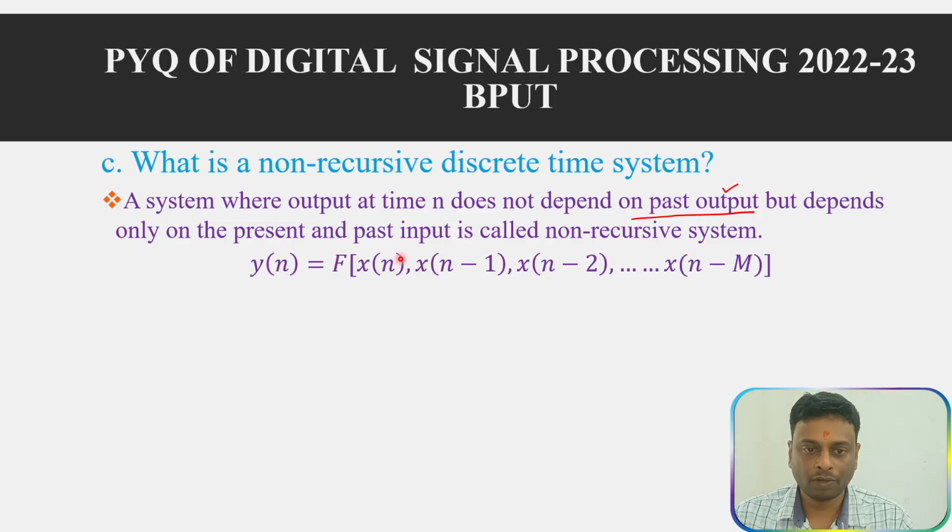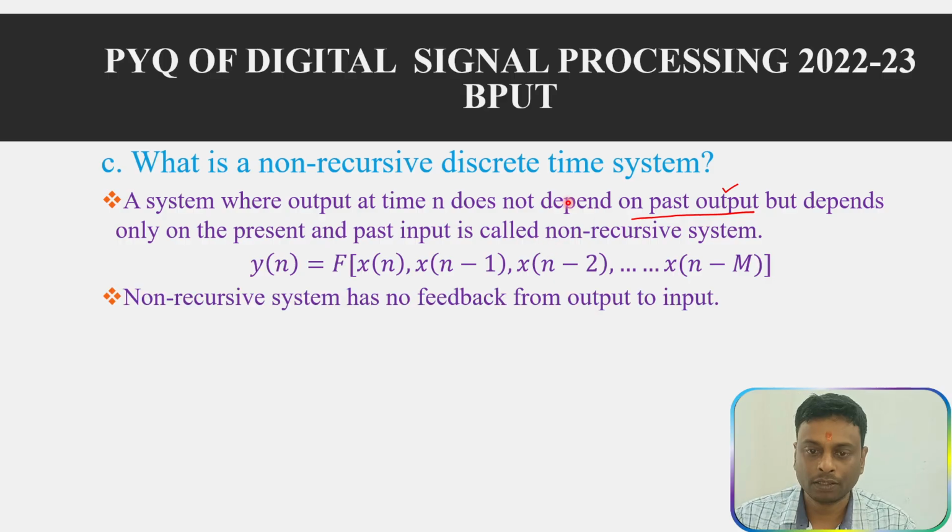So y of n is the output of a system. It is a function of x of n, which is the present input, and x of n minus 1, which are past input values. But it does not depend upon the past output values. So the non-recursive system has no feedback from output to the input. It is not dependent upon the past output values.